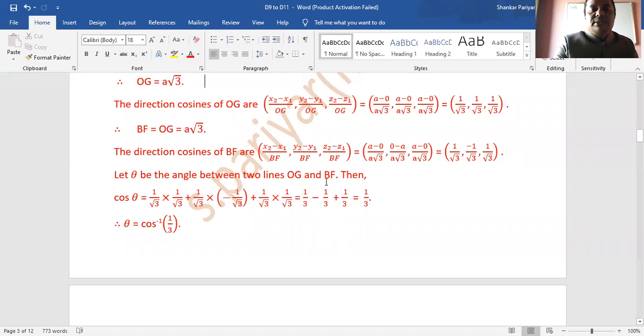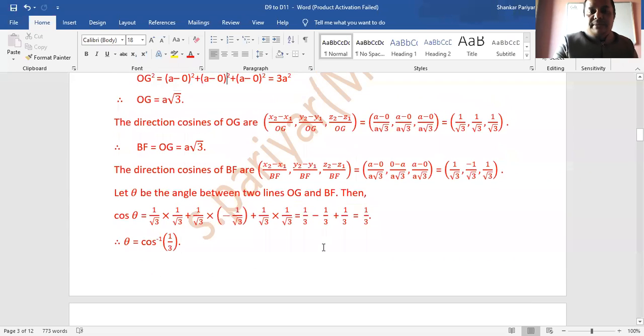Finally, you will get 1 by 3 minus 1 by 3 plus 1 by 3, which gives 1 by 3. So cos theta equals 1 by 3, and theta equals cos inverse 1 by 3.